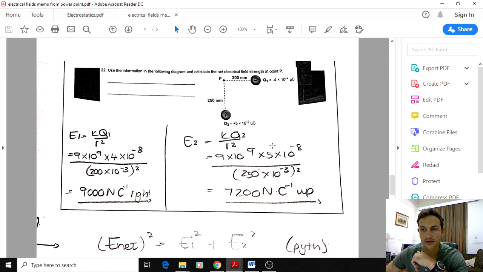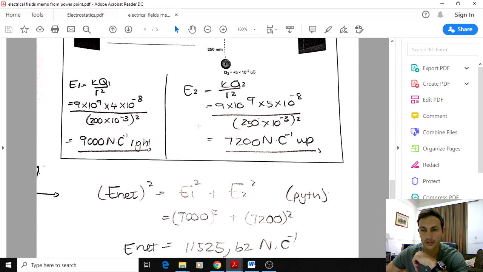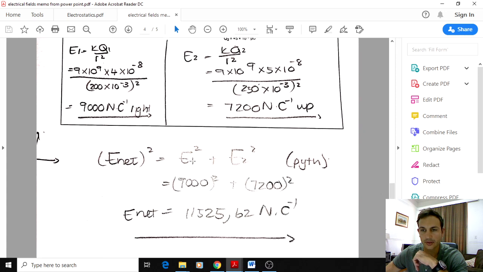Sorry, there's a clearer diagram of what's going on here. But here we go. Pythagoras: E1 squared plus E2 squared, 9,000 squared plus 7,200 squared. So it's basically these answers that you're substituting in here to get the hypotenuse. And then you add this together, square root it, and we get our value over here.